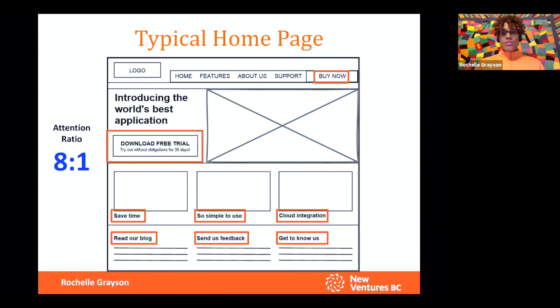What do you really want them to do? My guess is you want them to download the free trial, but they could do any of these other things as well, right? And so as this ratio goes down, meaning as that number on top, as that 8 goes down to 5 to 6 to 2, conversions go up. Meaning give your people fewer options means that they're going to pick one of the few options that are there.